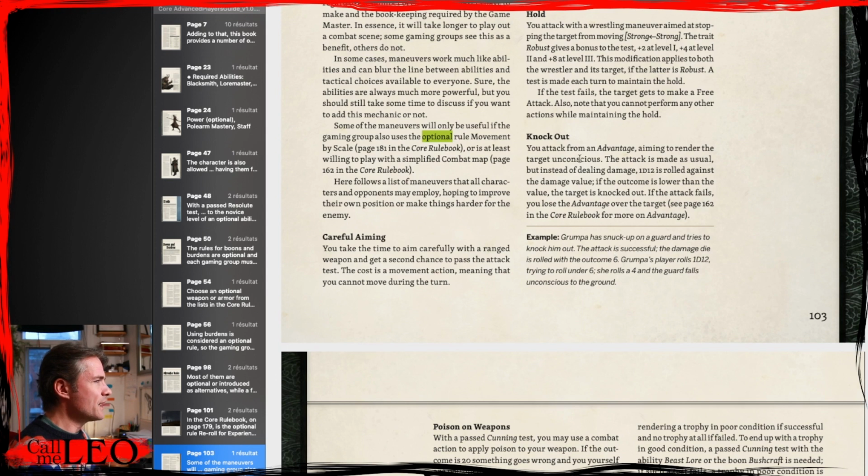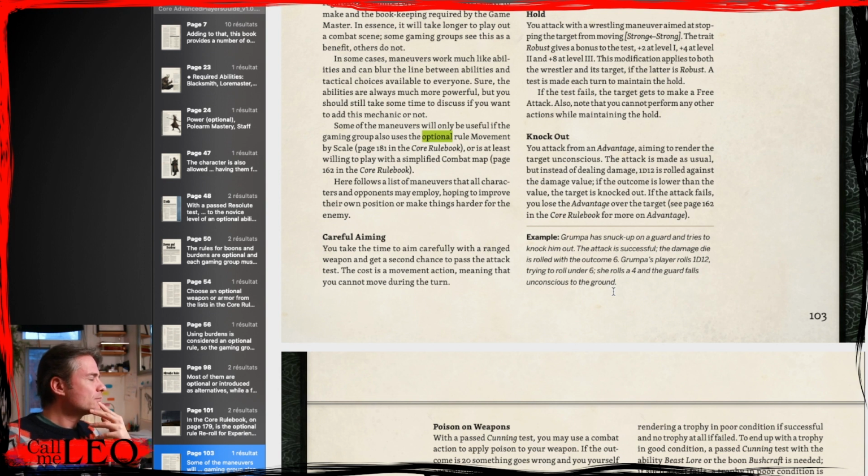So they did knockout. That's what they used. If you attack from advantage, aiming to render the target unconscious, blah blah blah, 1d12 against the damage value. If the outcome is lower than the value, the target is knocked out. The attack fails, you lose advantage. Okay. So he rolls just 1 damage. I was trying to see if armor came in there. So armor does not come in there. So this is one of the ways you can endanger a heavily armored PC, because the armor has no effect here. It's a bit weird.